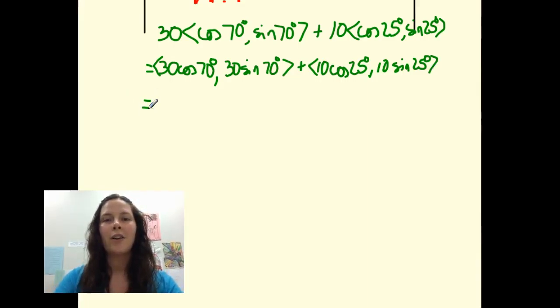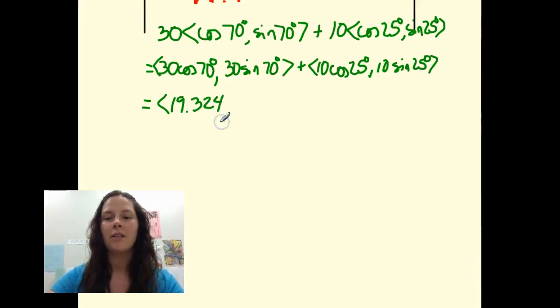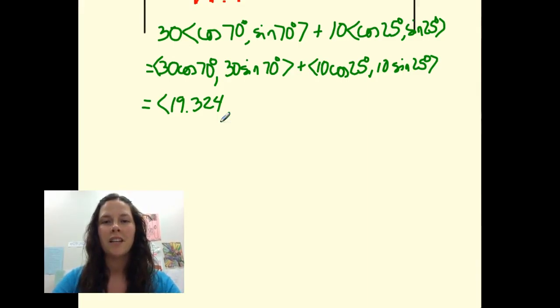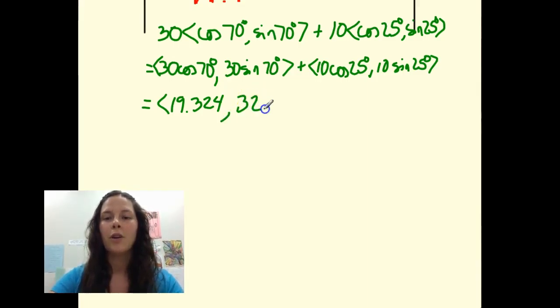So I'm going to add 30 times the cosine of 70 degrees plus 10 times the cosine of 25 degrees. This gives me an approximate x component of our resulting vector of 19.324, rounding to the nearest thousandth. For the y component, I took 30 times the sine of 70 degrees plus 10 times the sine of 25 degrees to get a result of 32.417 for the y component of our force vector.